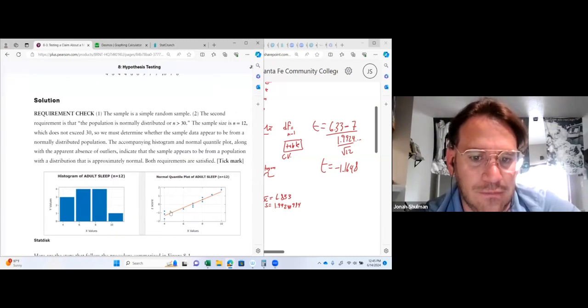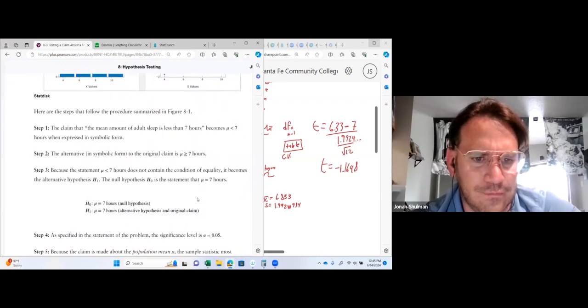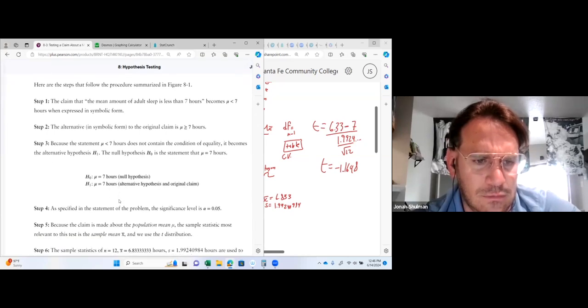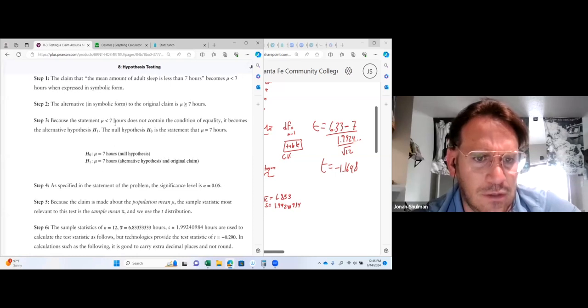Okay, I'll take it. Theirs looks better than mine, but I'll survive. Okay, so that's the null. Oh, okay. I don't know why it's the same. I don't like it. Does not contain the condition of equality, becomes the alternative hypothesis. Okay, that's fine.